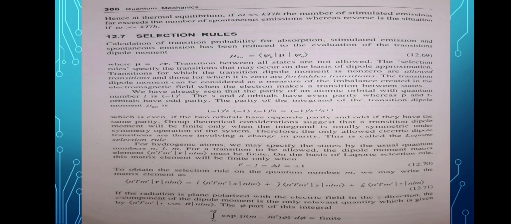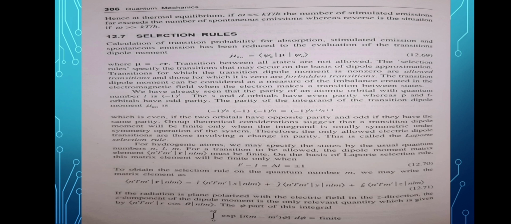Transitions for which the transition dipole moment is non-zero are allowed transitions, and those for which it is 0 are forbidden transitions. Transition dipole moment can be considered as a measure of the imbalance created in the electromagnetic field when the electron makes a transition between states. We have already seen the parity of an atomic orbital with quantum number l is equal to minus 1 the whole raised to l.